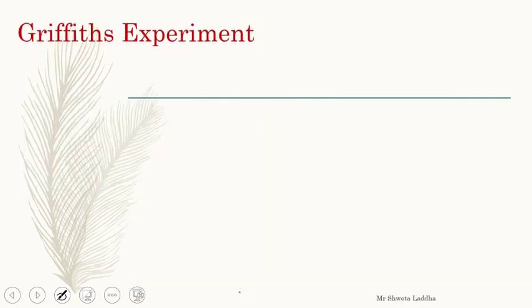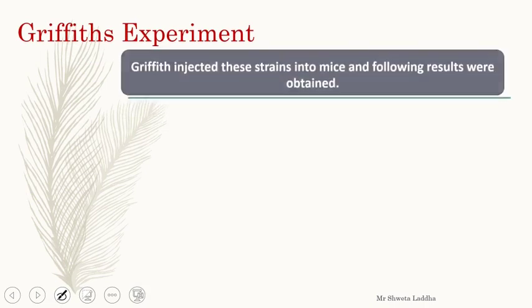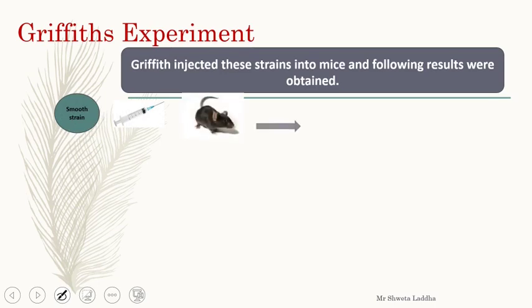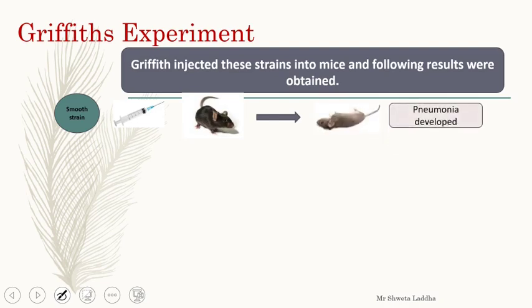Now, what did he perform? How did he perform this experiment? Griffith injected these strains into mice and he studied the results. He found the following results. When he first took the smooth strain of the bacteria Streptococcus pneumoniae or Diplococcus pneumoniae and injected it into mice, he found that the mice died because they developed pneumonia. This proved that the smooth strain is pathogenic. He knew it is pathogenic, so it developed pneumonia and the mice died.